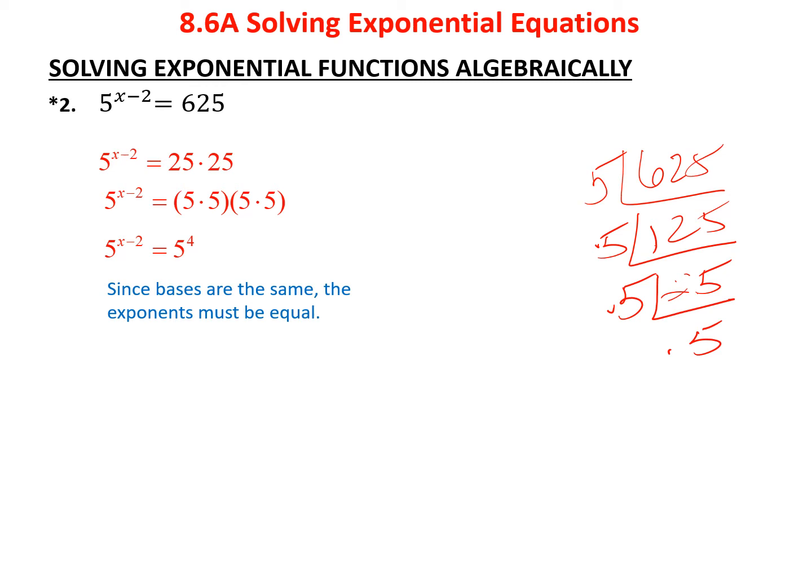Now notice, since the bases are the same here, 5 to the x minus 2 equals 5 to the fourth, I can say that the exponents are equal, so I can write x minus 2 equals 4. Don't get trapped here and automatically say, oh, x equals 4. No, x minus 2 equals 4. So now we'll solve the simple one-step equation, add 2 to both sides, and we find out that x equals 6. You see, 6 minus 2 is 4, and 5 to the fourth is 625.